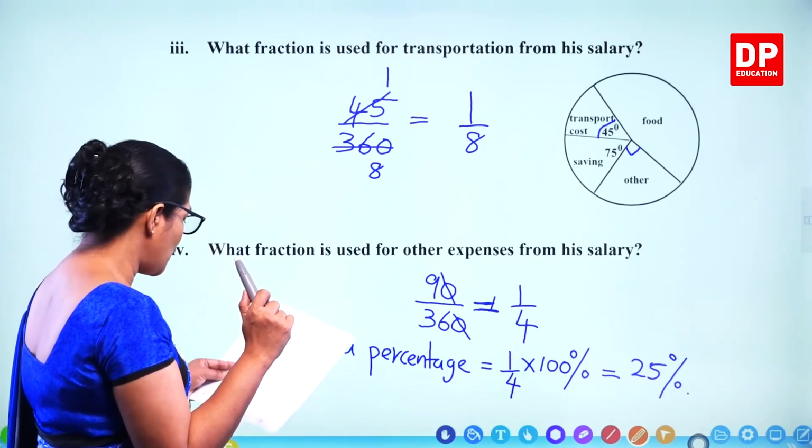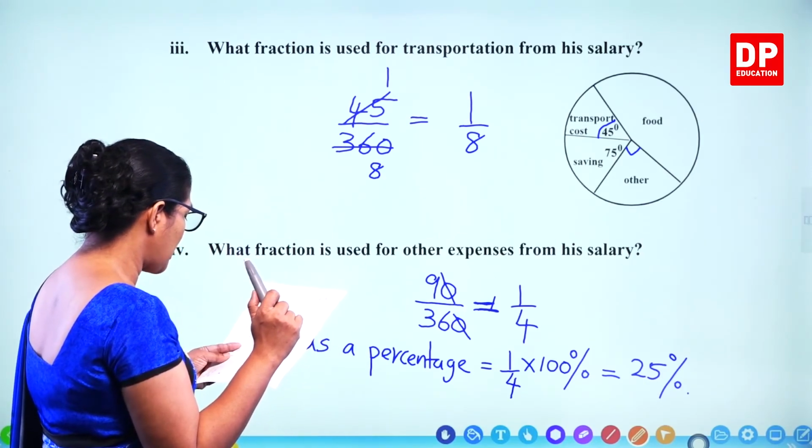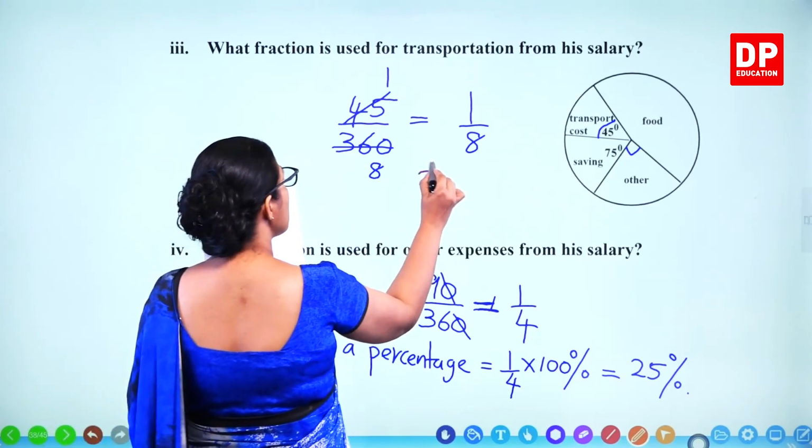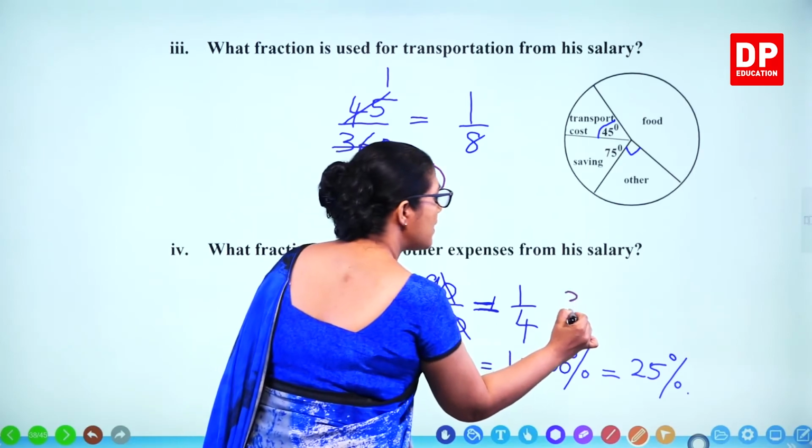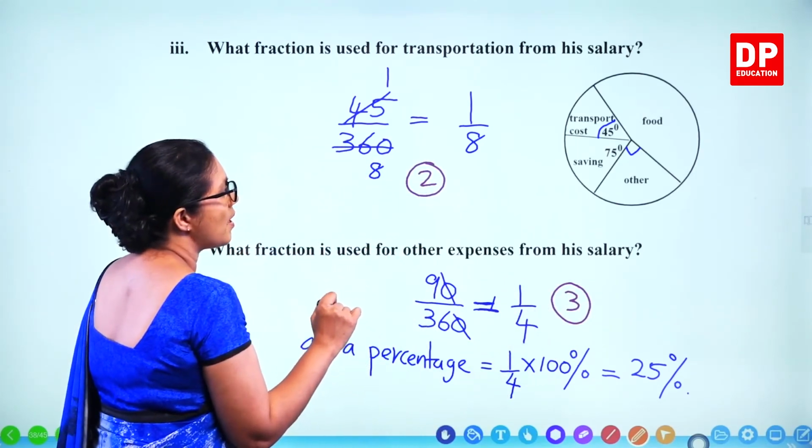So how many marks for these two parts? You are getting 2 marks for this answer and 3 marks for this. So altogether again, 10 marks.